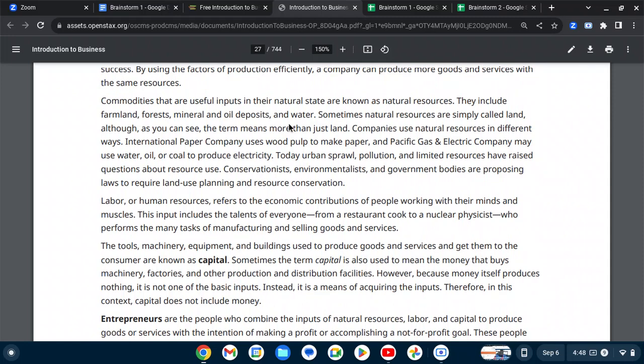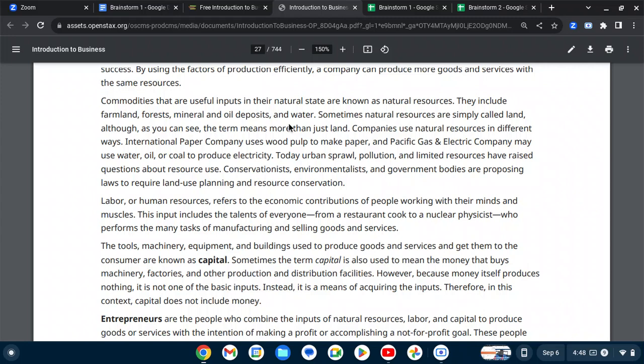Labor, or human resources, refers to the economic contributions of people working with their minds and muscles. This input includes the talents of everyone, from a restaurant cook to a nuclear physicist, who performs the many tasks of manufacturing and selling goods and services.